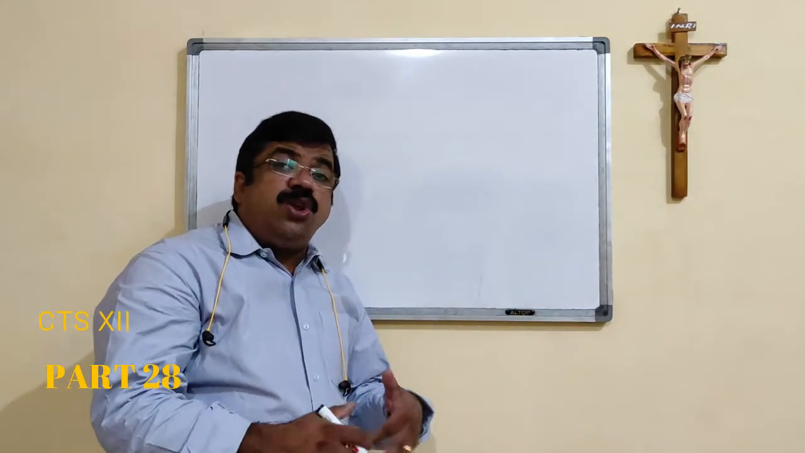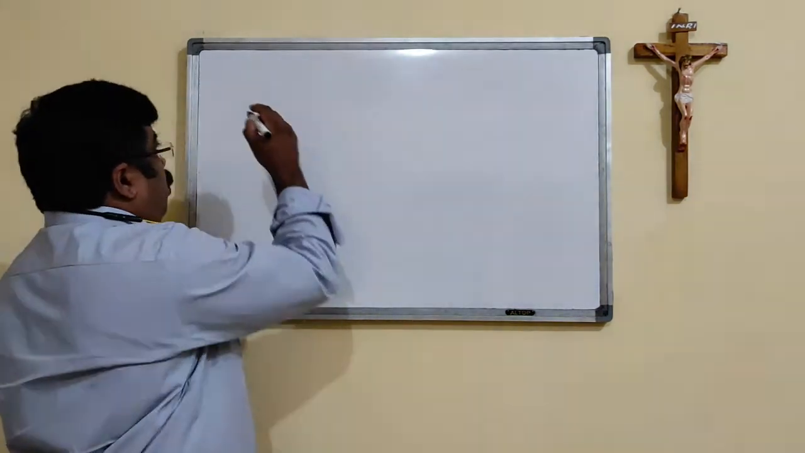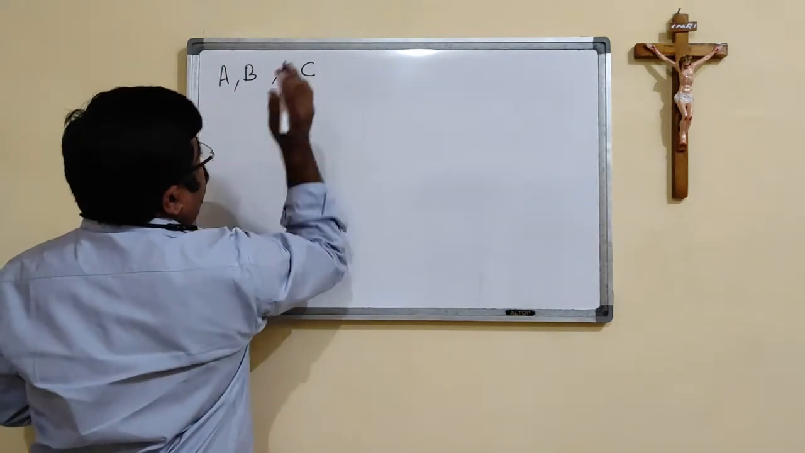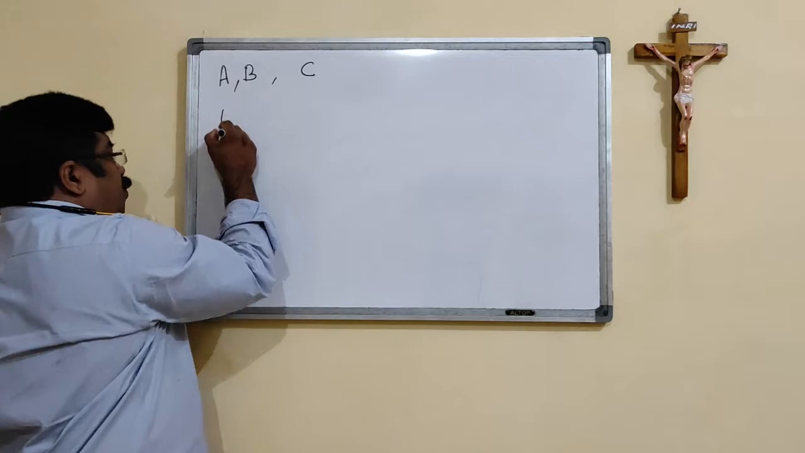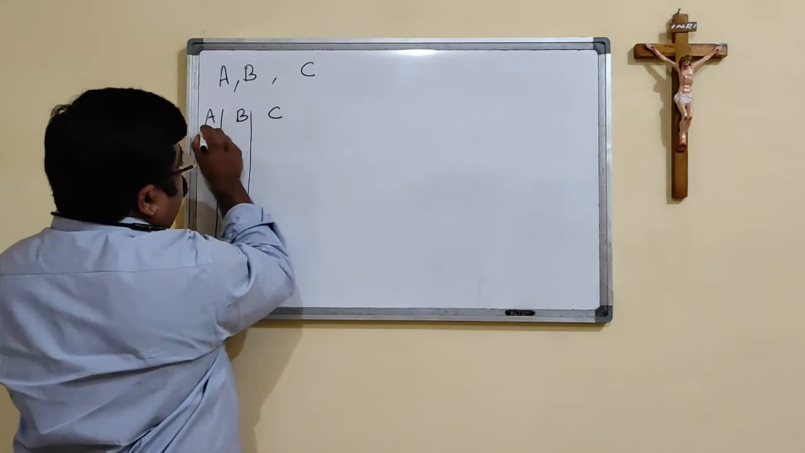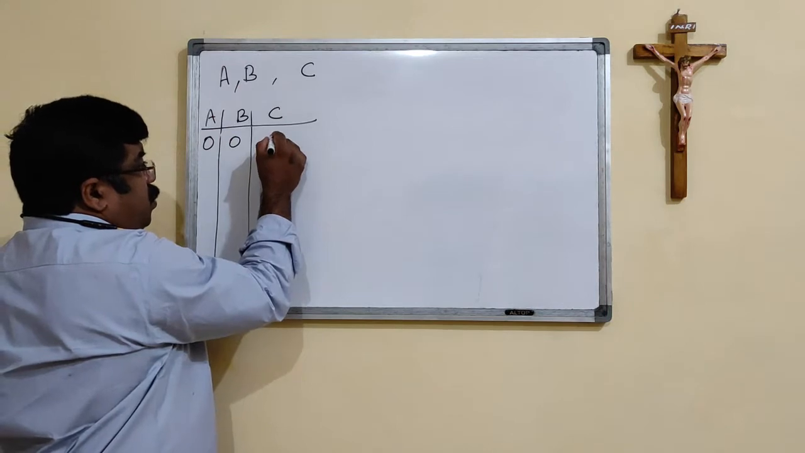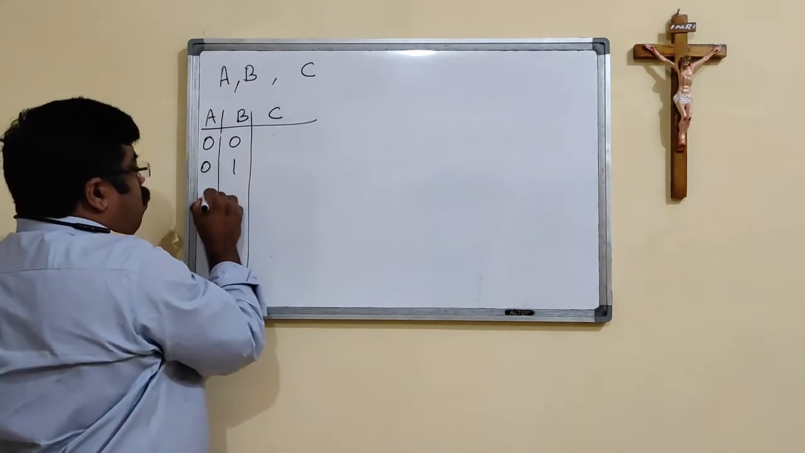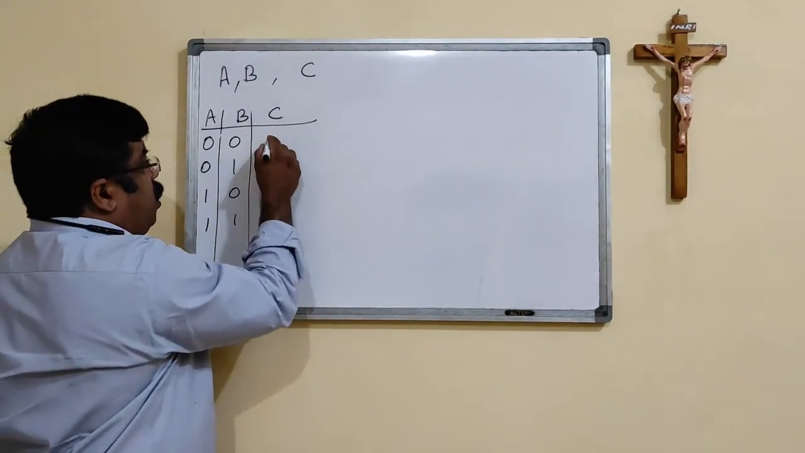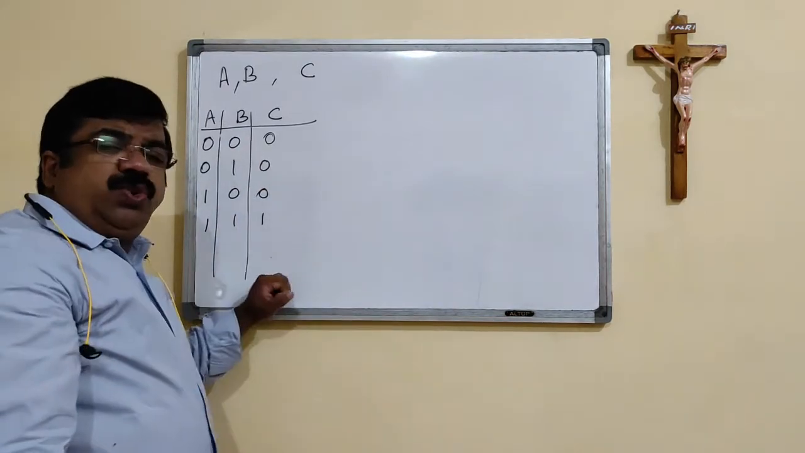Now let's see canonical POS format. Again we are going to imagine that we have two variables A as well as B and the output is C. List those variables A, B and the output is C. Then we say 0, 0, then it is 0, 1, 1, 0 and 1, 1. We assume the output is 0 in first three cases and the last one the output is 1.